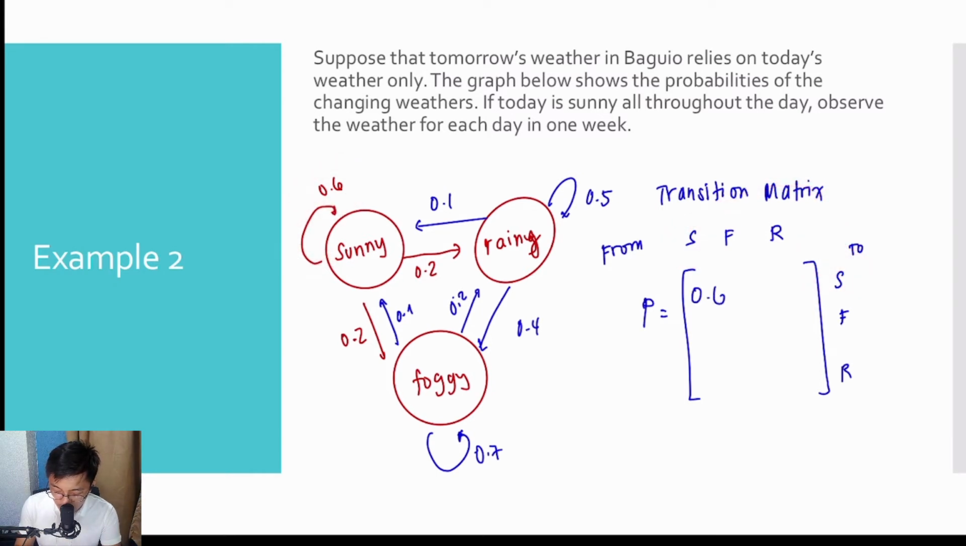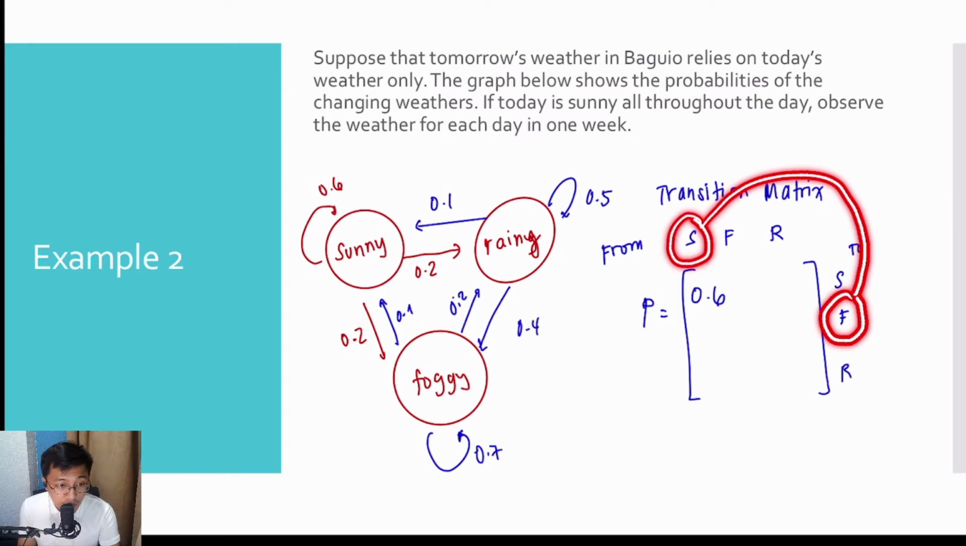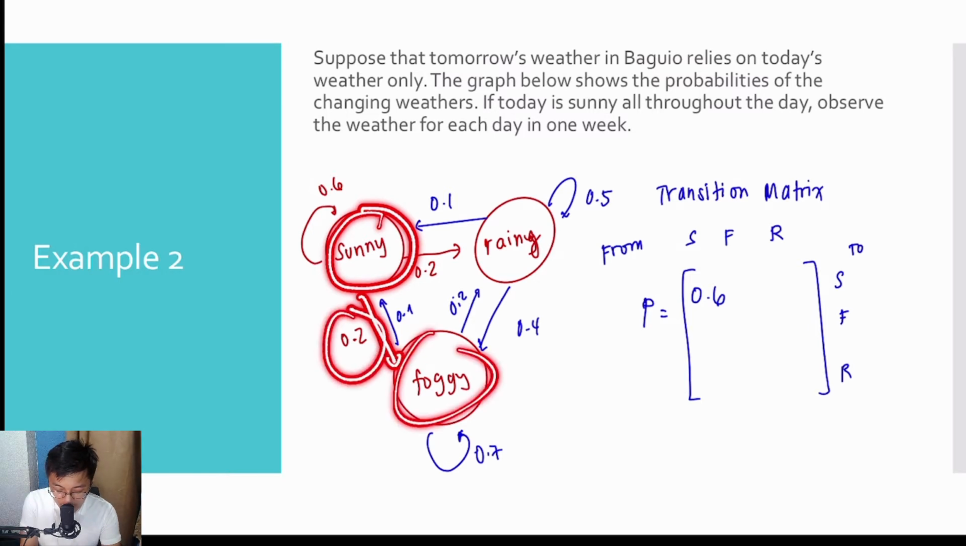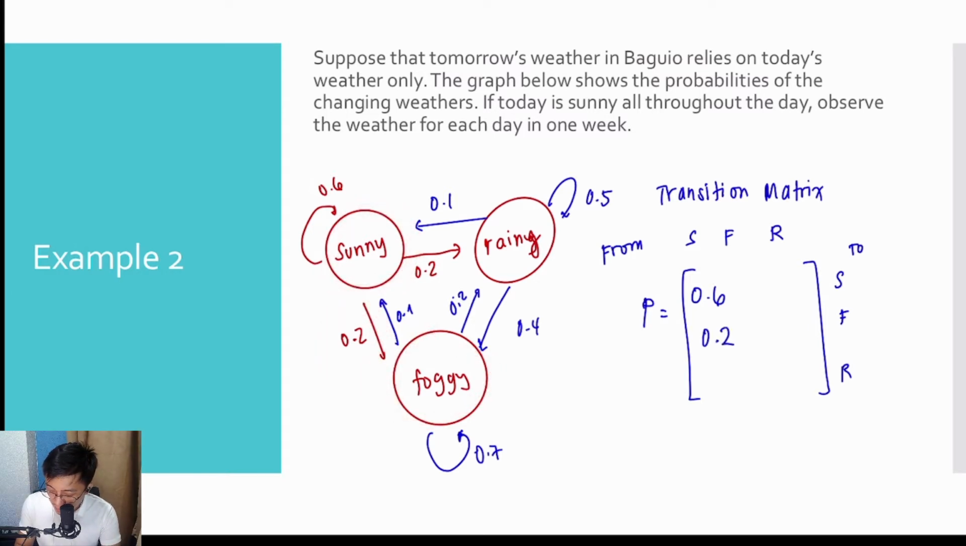So that's going to be 0.6. Okay. And next, if today is sunny and tomorrow is foggy, what's the percentage of that occurrence to happen? So today is sunny, tomorrow is foggy, there's a 20% chance. Okay, so that's how you write down the transition matrix given the graph. So I will just write down all the entries.